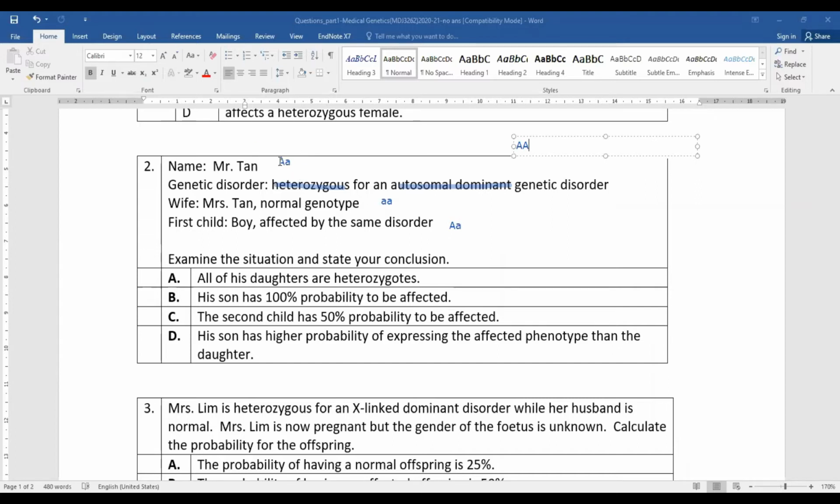Another reason is that for most autosomal dominant genetic disorders, if they are homozygous, very likely they don't survive. So that's the reason.